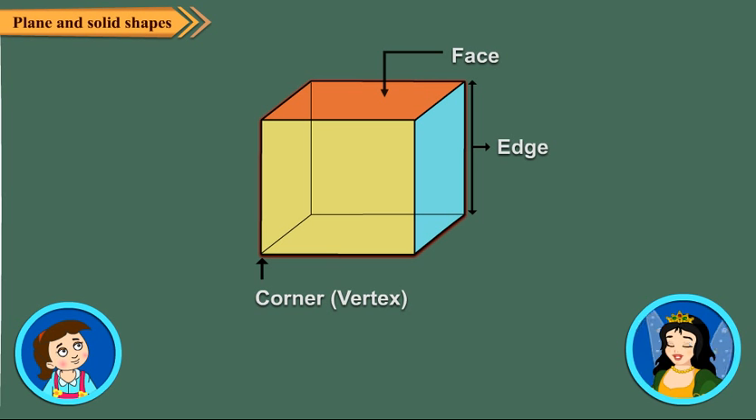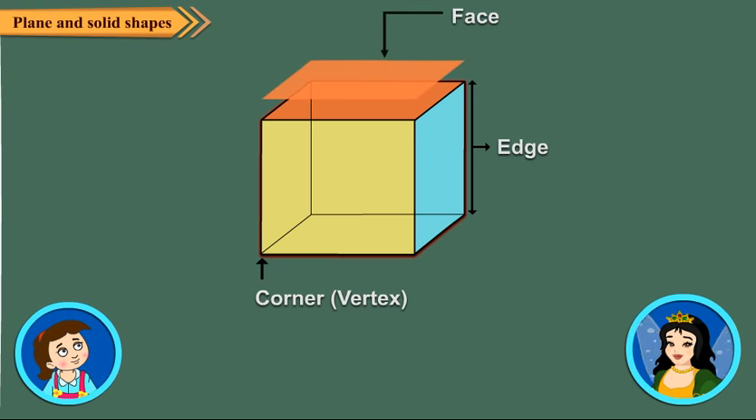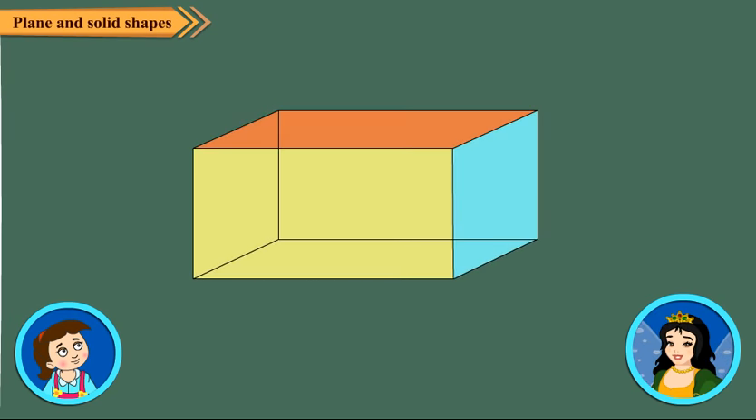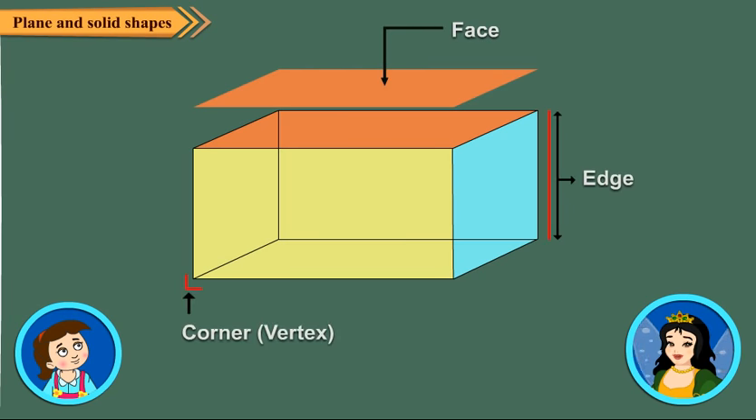Here is a solid shape. It looks like a dice. This is a cube. It has six flat faces. It has 12 edges and 8 vertices. And all its edges are equal. This is a cuboid. It looks like a pencil box or a brick. It also has 6 faces, 12 edges and 8 vertices.